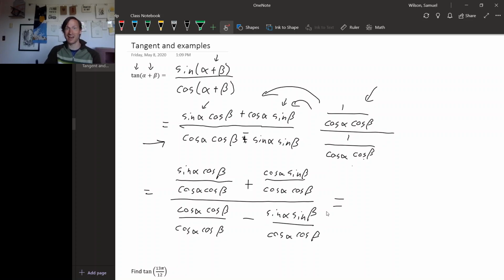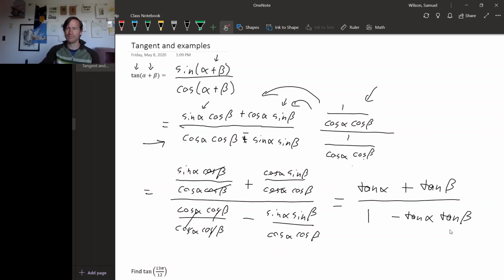And man, there's a lot that simplifies here. So in the upper left, these cosines cancel, and we get a tangent alpha plus, and then in the upper right, the cosine alphas simplify away, and we get a tangent beta over. In the lower left, everything simplifies, and we're just left with 1 minus. And then in the lower right, this is tangent alpha times tangent beta. All right, so there's an addition formula for tangent.